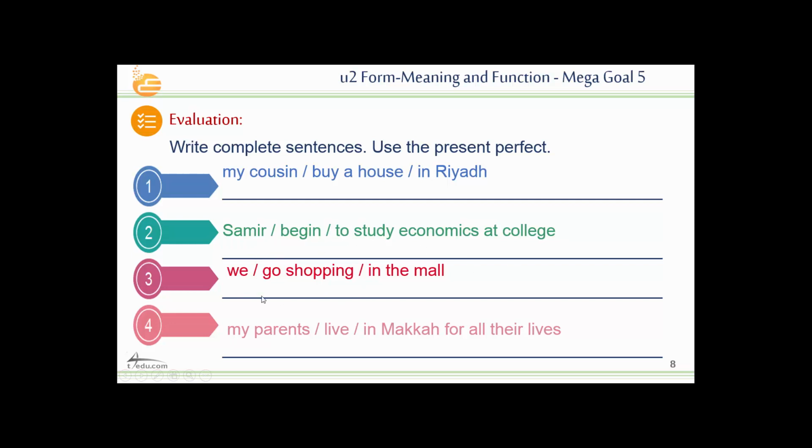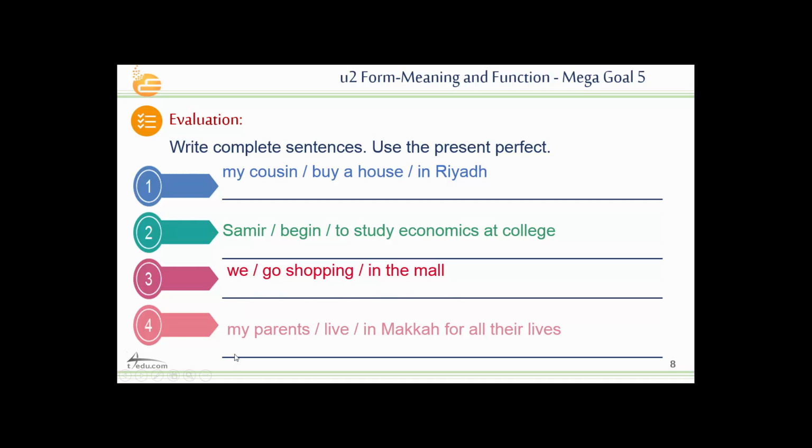Number three, we go shopping in the mall. We go shopping in the mall. So we start with we in capital. All right, so has or have? We have. Go, the action here, go. What's the past participle or verb 3 of go? Gone. So we have gone shopping in the mall.